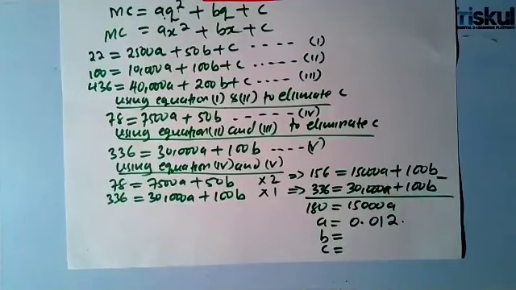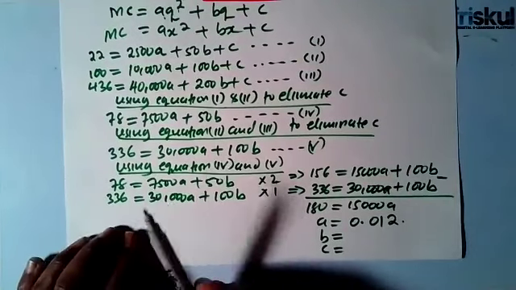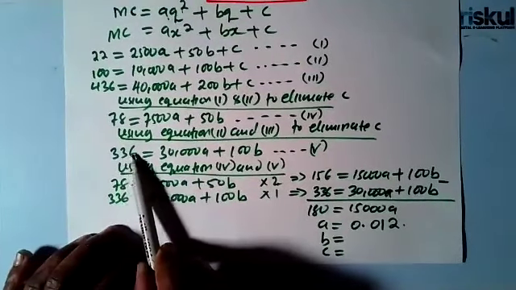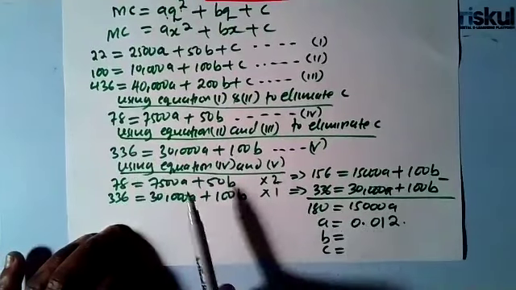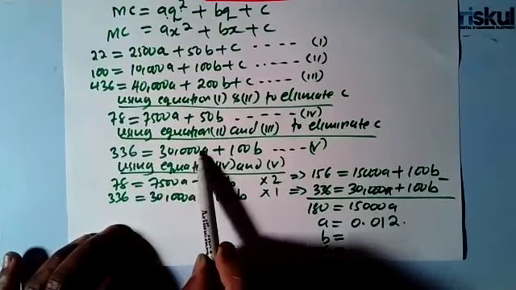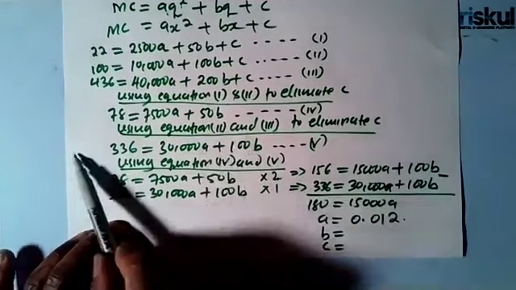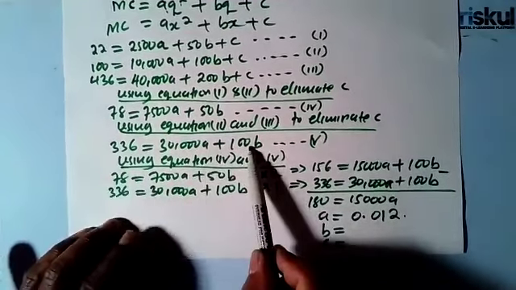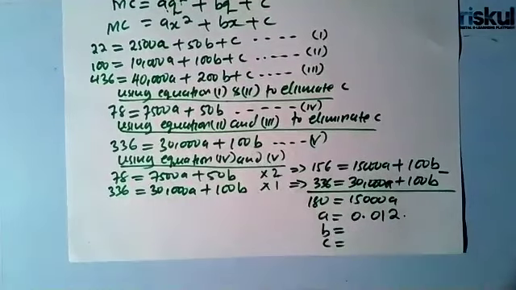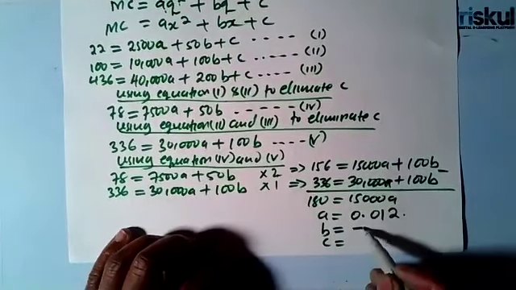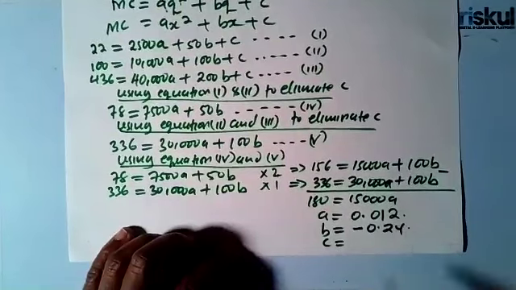So this is what you do. I can use equation 4 or 5 to get B. For example, if I use this equation, because I already have A, it will be 30,000 times A, which is 0.012. Then move the other side, divide by 100B. Let me just give you the answer. It will be negative 0.24.